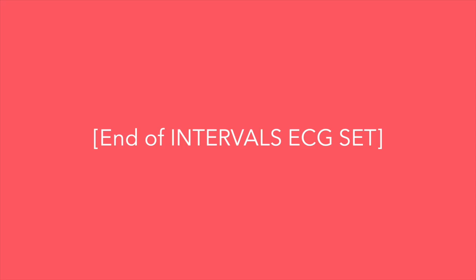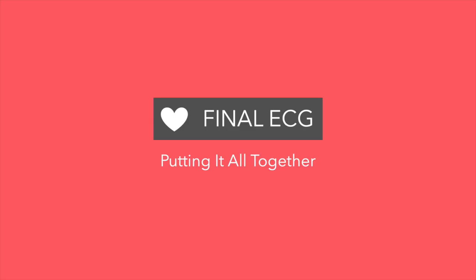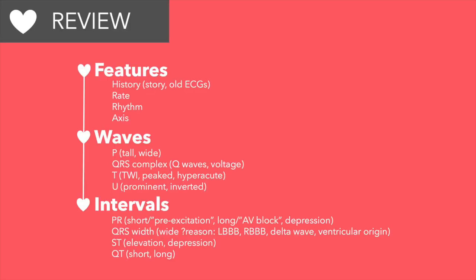Congratulations! You've reached the end of the intervals ECG set. You're now ready for the final ECG. It's time to put it all together. In today's workshop, we've practiced ECG sets from 3 categories: features, waves, and intervals. The goal was to draw your attention to various aspects of the ECG to review implications of their abnormalities.